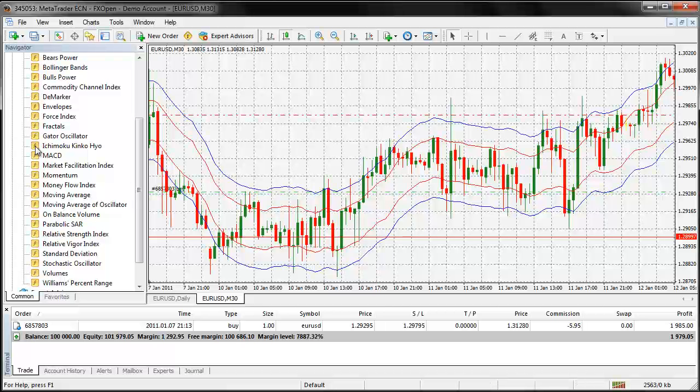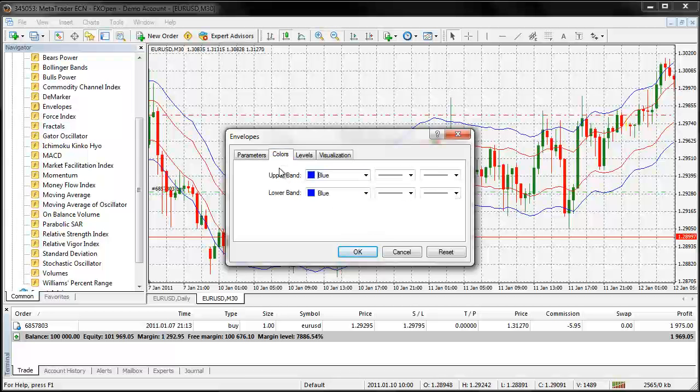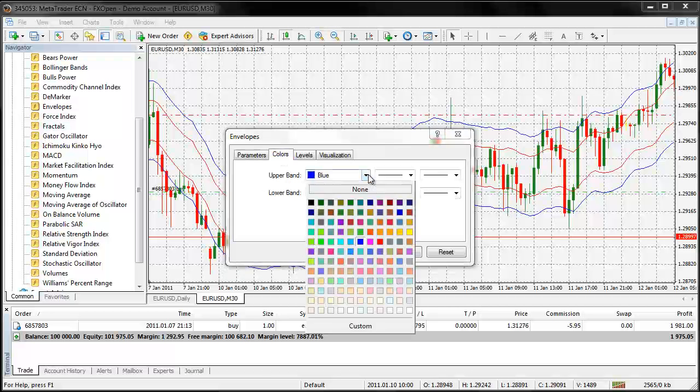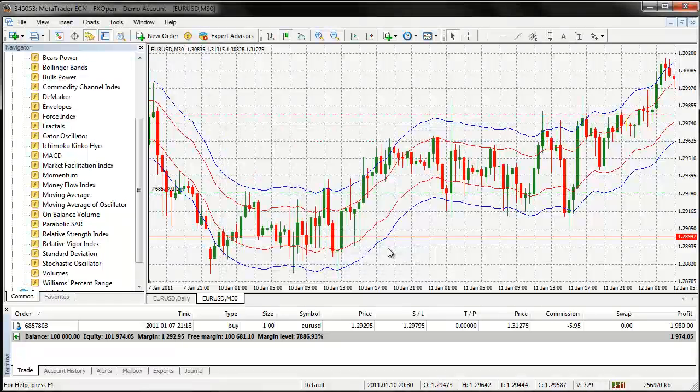The next thing you want to do is go on to the envelopes indicator again, left click, drag and drop, and you'll get this property box that comes up. Leave it to period 14, simple, close, but this time I want you to change the deviation to 0.20%. Then go over to your colors, and this time I want you to change them to blue, which is right there. Then click on OK, and this is what you get.